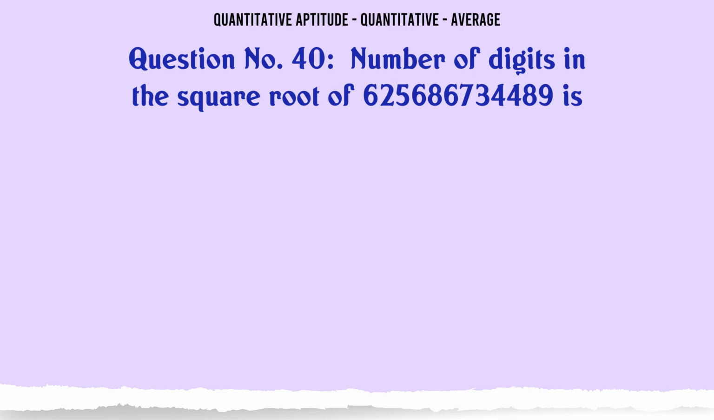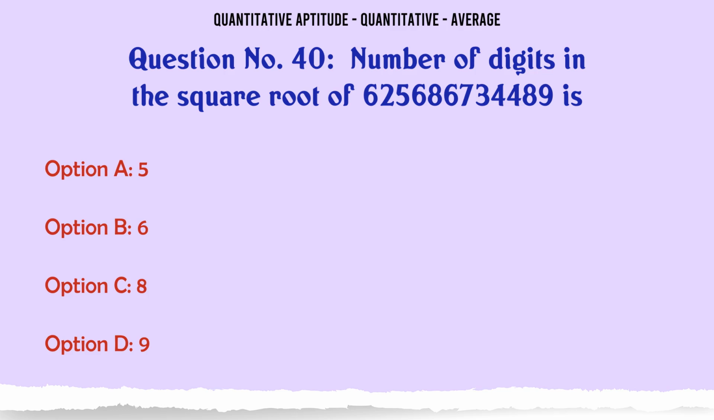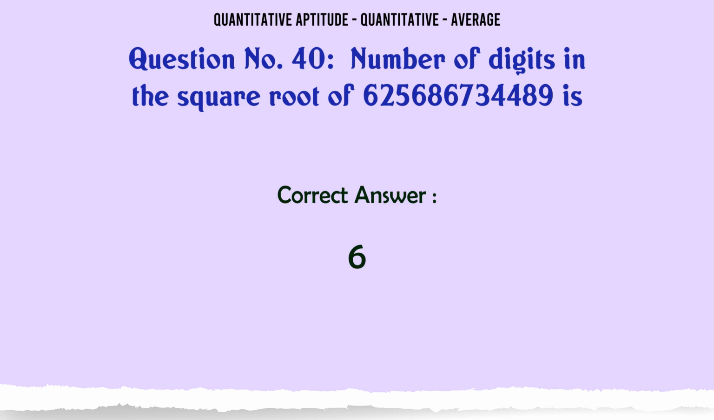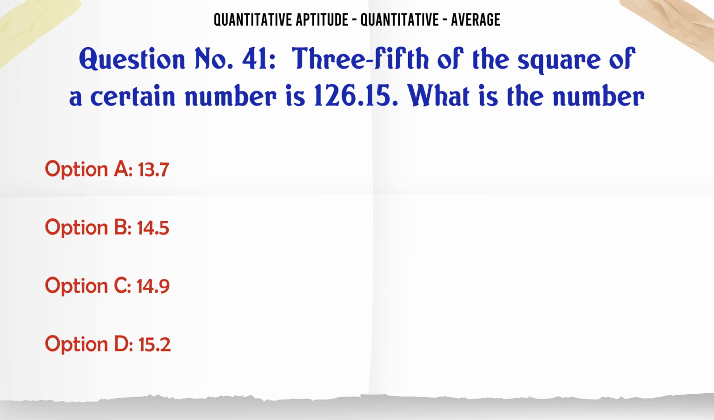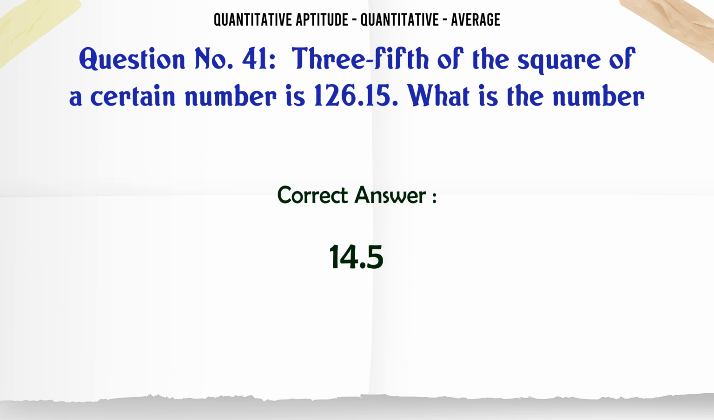Number of digits in the square root of 6256867344489 is A 5, B 6, C 8, D 9. The correct answer is 6. 3/5 of the square of a certain number is 126.15. What is the number? A 13.7, B 14.5, C 14.9, D 15.2. The correct answer is 14.5.